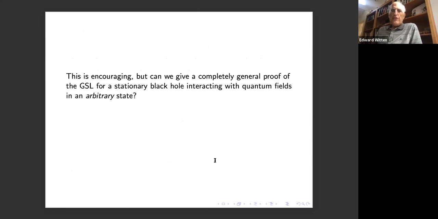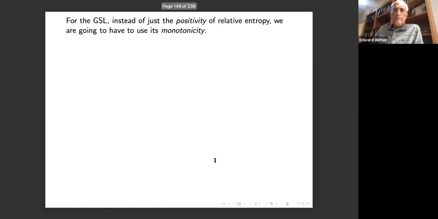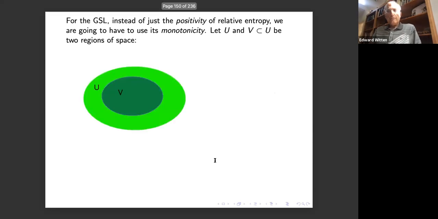But can we give a completely general proof of the generalized second law for a stationary black hole interacting with quantum fields in any state? Yes, as was shown by Aron Wall. And here we have to use not just the positivity of relative entropy, which went into the Bekenstein bound, but the monotonicity of relative entropy. So I'll just remind you what that monotonicity said. We discussed it in the first lecture.